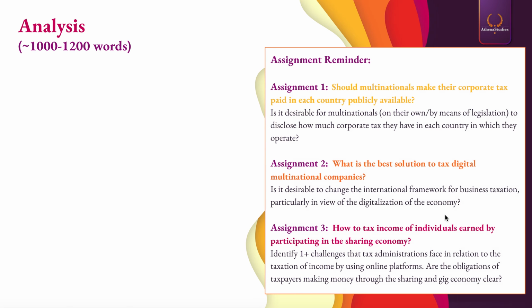And then the second thing I want to do is give you all an assignment reminder. You had to pick one out of these 3 assignments. The first one is about the publicly available taxes. The second one is about the solution to tax digital multinational companies. And the third one is about what is the best way to tax individuals earning money in the sharing economy. One of these assignments is going to be the one that you use as inspiration for your central question.